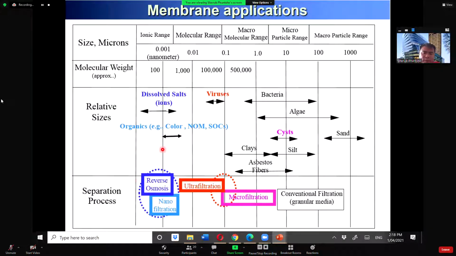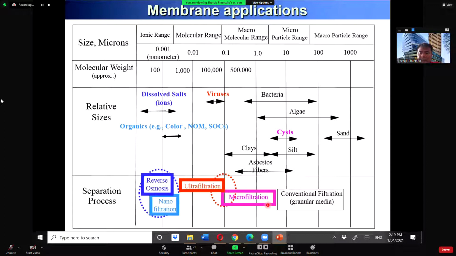So if you look at the reverse osmosis here, it can remove the majority of the compounds. Whatever is below this will all be removed by reverse osmosis. Nanofiltration is slightly less effective than reverse osmosis. Ultrafiltration is even less, and microfiltration is the least, as it can only remove larger particles.